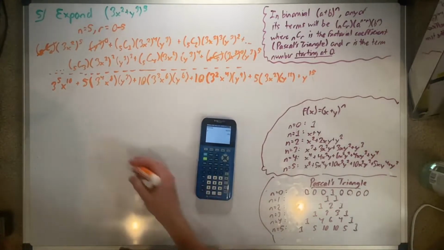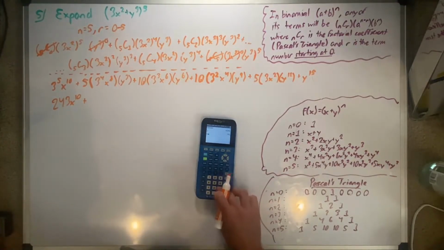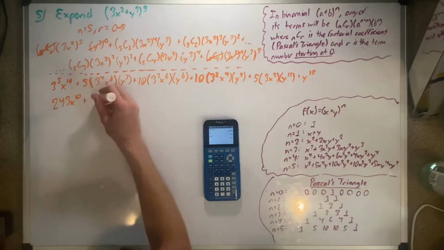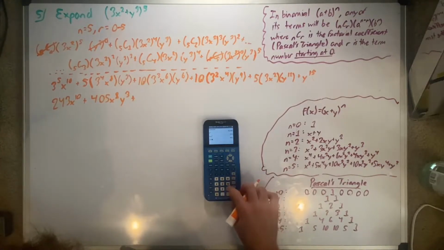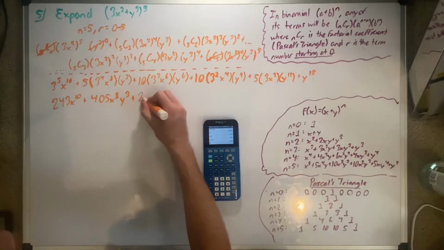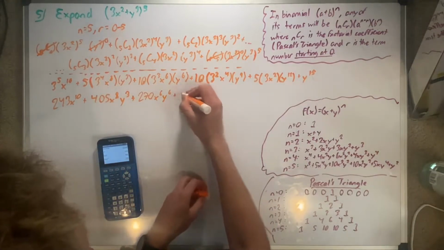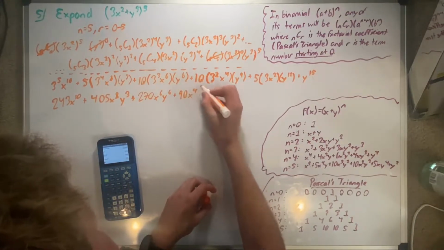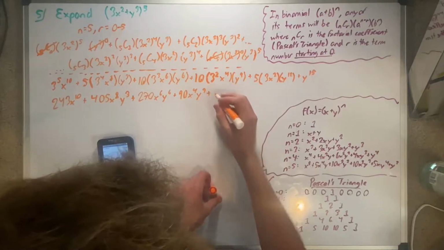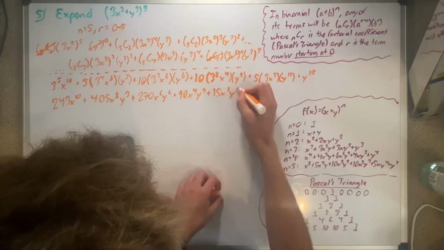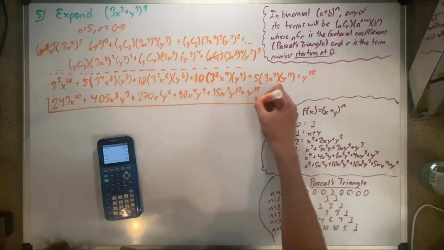Do the whole thing. It's 243. 243 x to the 10th plus, so 5 times 3 to the 4th power is 405 x to the 8th y to the 3rd plus 10 times 3 to the 3rd power is 270 x to the 6th y to the 6th. I probably could have easily done that in my head, but I don't want to even try. 90 x to the 4th. As I say that, I proceed to do something in my head. 90 x to the 4th y to the 9th plus 15x to the 2nd y to the 12th plus y to the 15th. That is the entire thing.